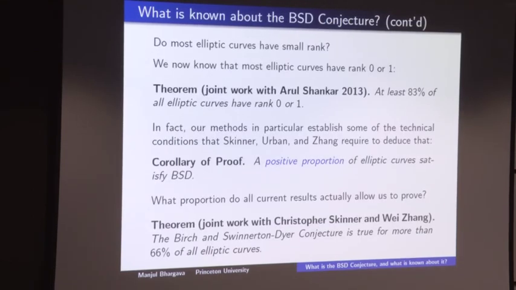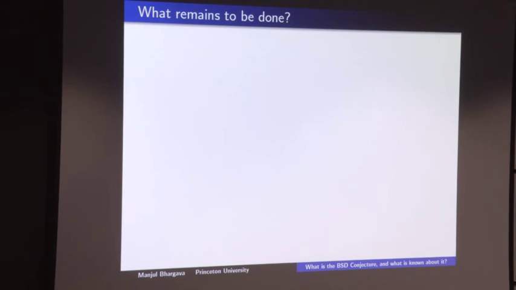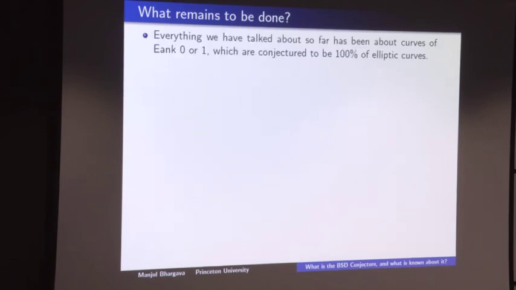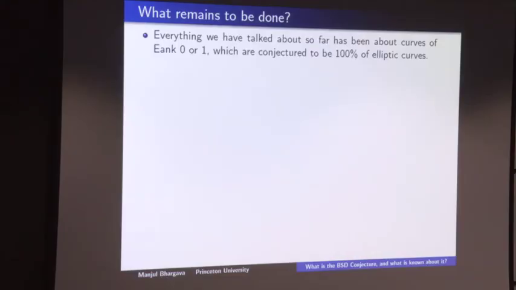It looks like, well, we've solved 66% of the problem. $660,000, right? The Clay Institute does not agree, because in some sense, there's a lot remaining to be done. Everything we've talked about so far has been about curves of rank, oh, it says ink there, goodness. That should be an R. Everything we've talked about so far has been about curves of rank 0 or 1. And that is conjectured to be 100% of curves. As I said before, rank 2 and higher is expected to be 0% of curves. So in some sense, rank 0 or 1 is 100% of the whole problem.